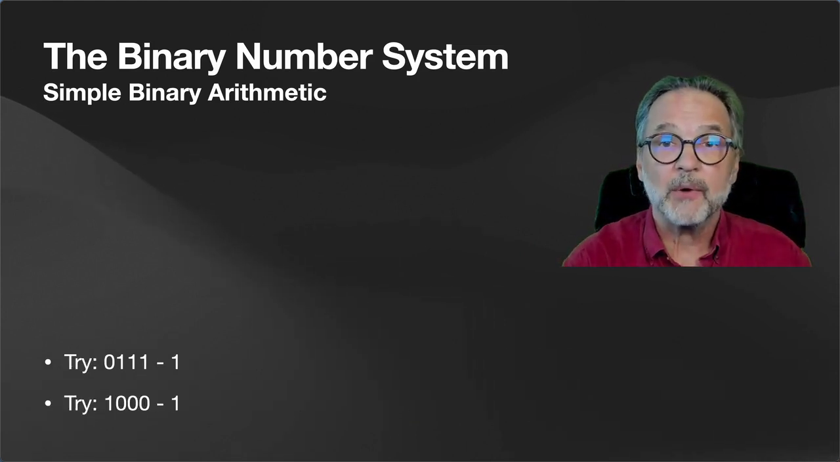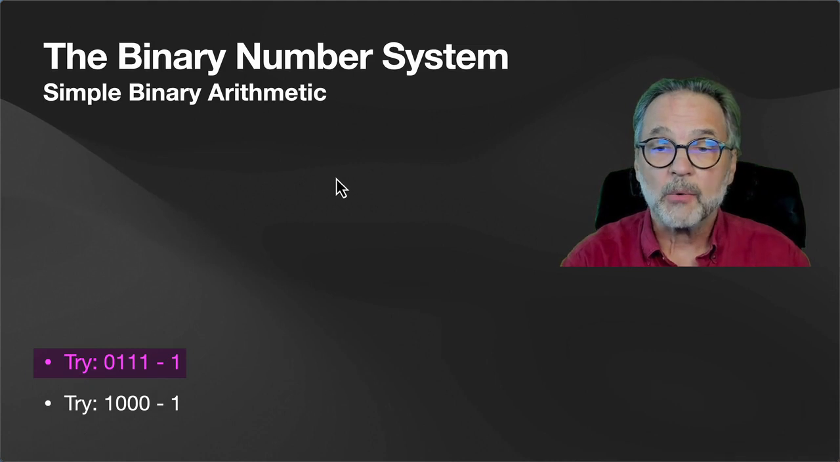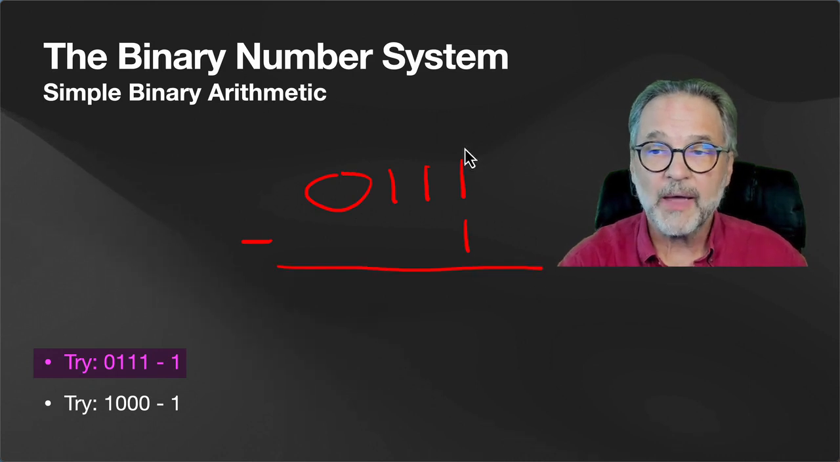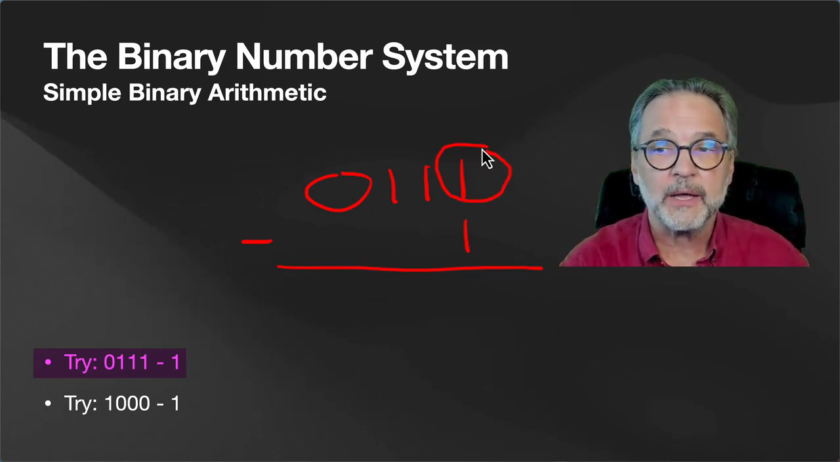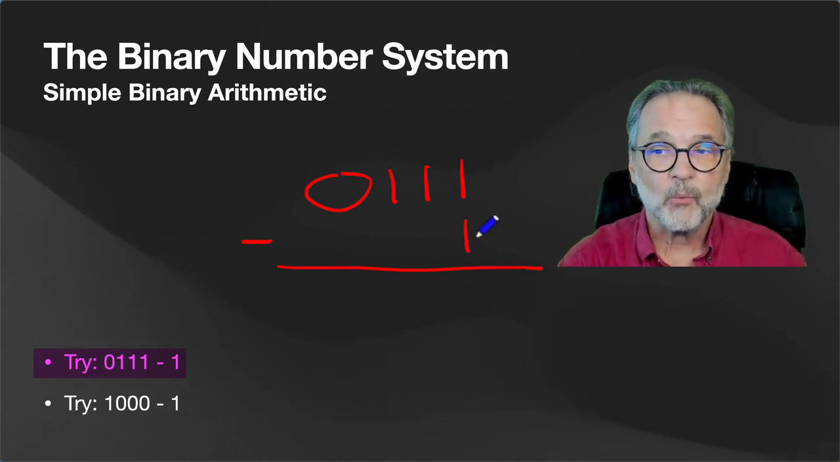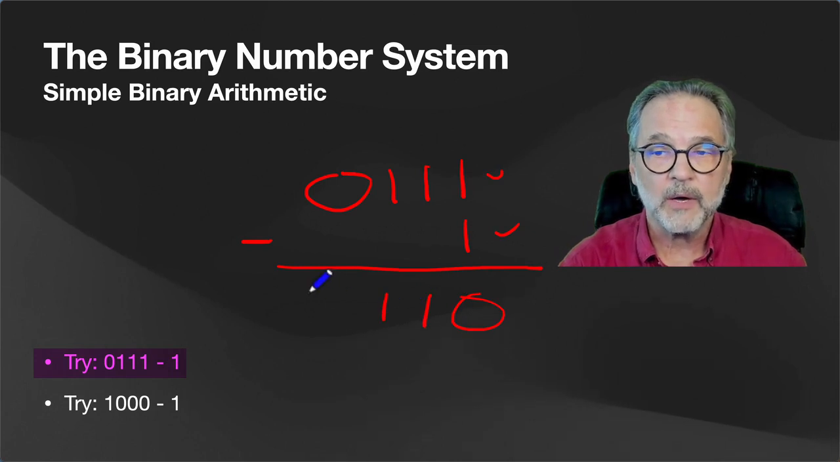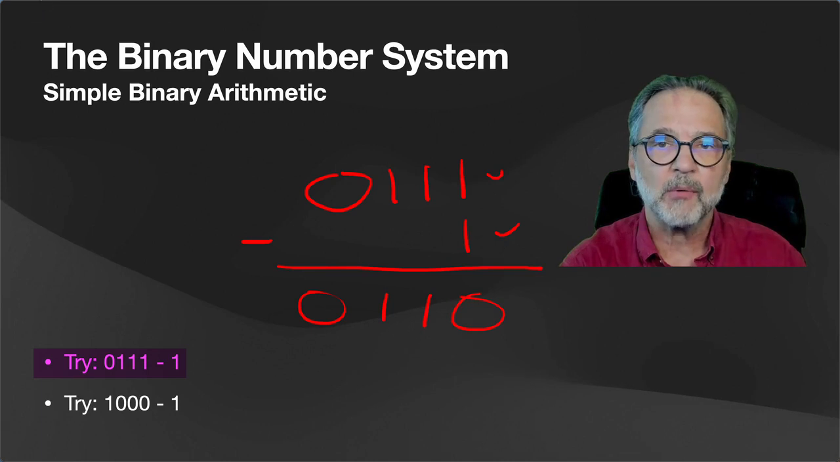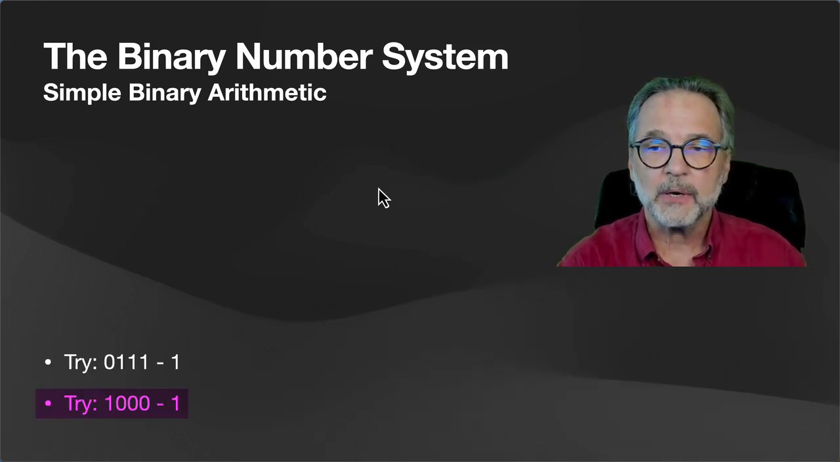So let's do another one. Let's try another one here. So we're going to say, let's take 0111, and let's subtract 1. Well, it just so happens that this is our first 1, so we don't have to borrow at all, do we? So we're just going to say 1 subtracted from 1 is a 0: 0110. And that's our answer, 0110. That was a simple one, okay?